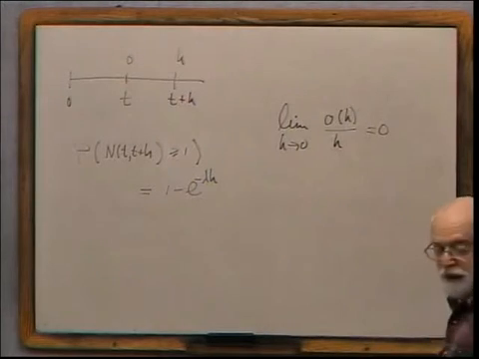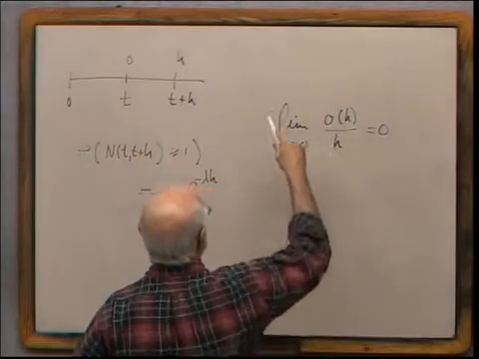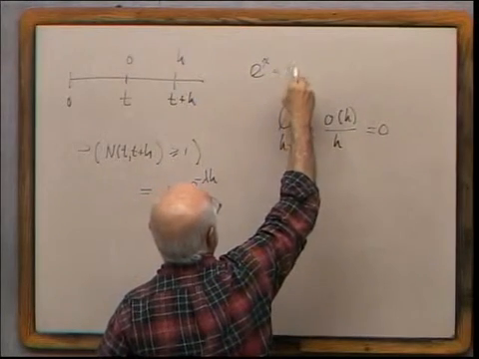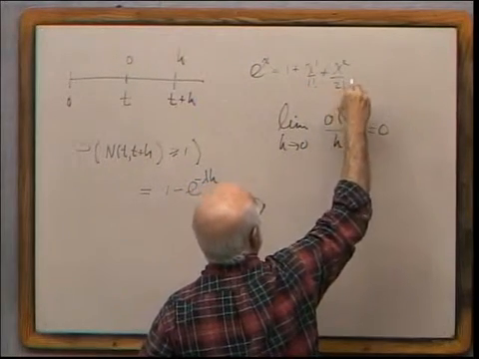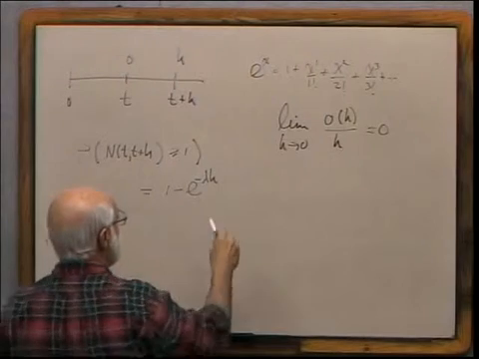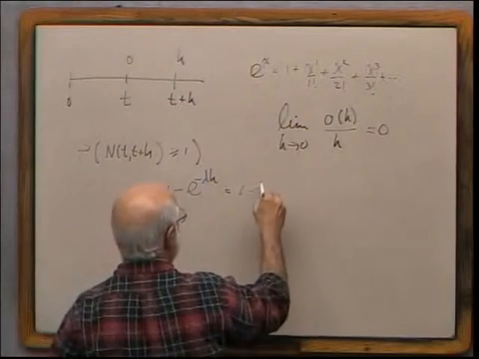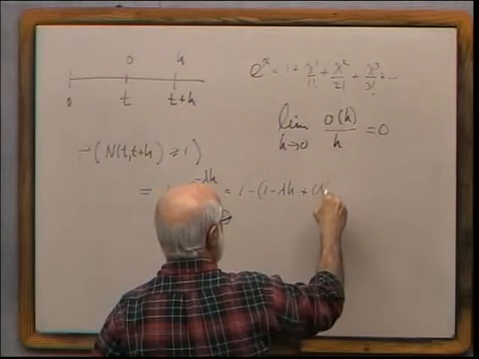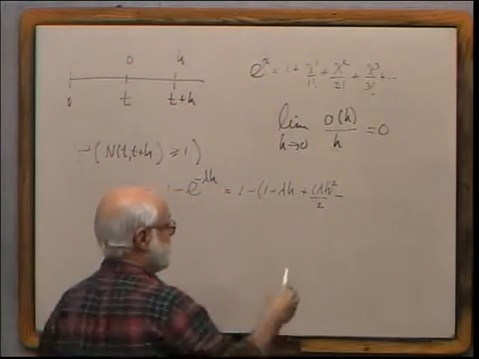Now let me remind you, from calculus or someplace along the line, that e to the x can be expanded as 1 plus x to the 1 over 1 factorial plus x to the 2 over 2 factorial plus x to the 3 over 3 factorial, and so on. With that, this expression can be written as 1 minus e to the minus lambda h, where e to the minus lambda h is 1 minus lambda h plus lambda h squared over factorial 2 minus lambda h cubed over factorial 3, and so forth.